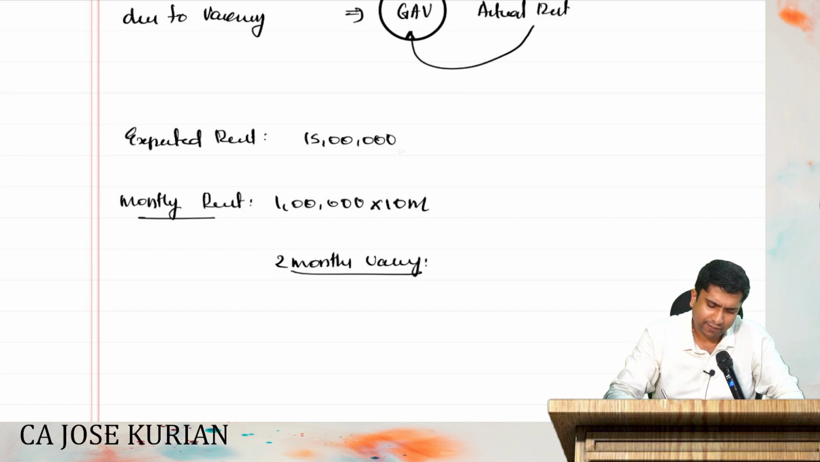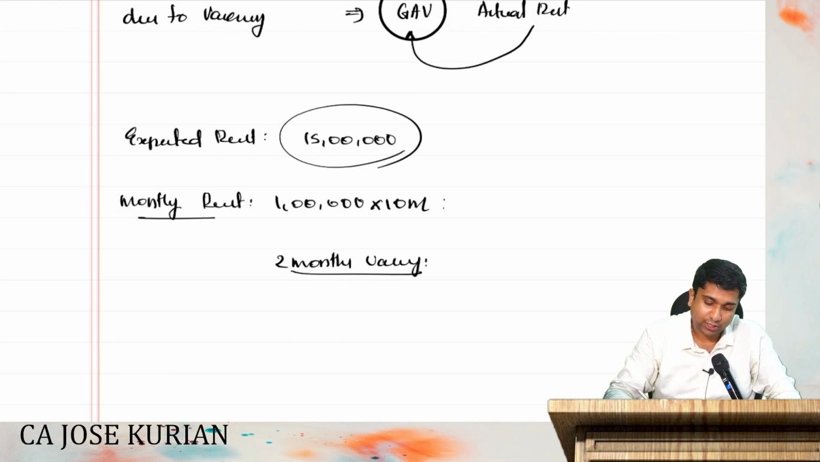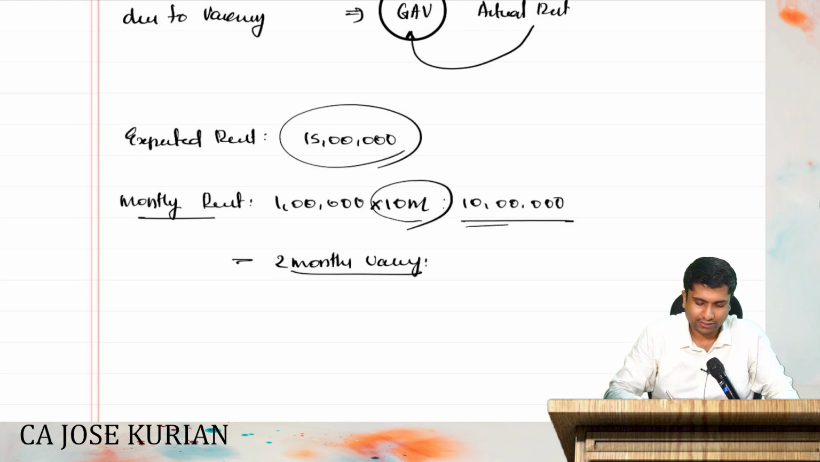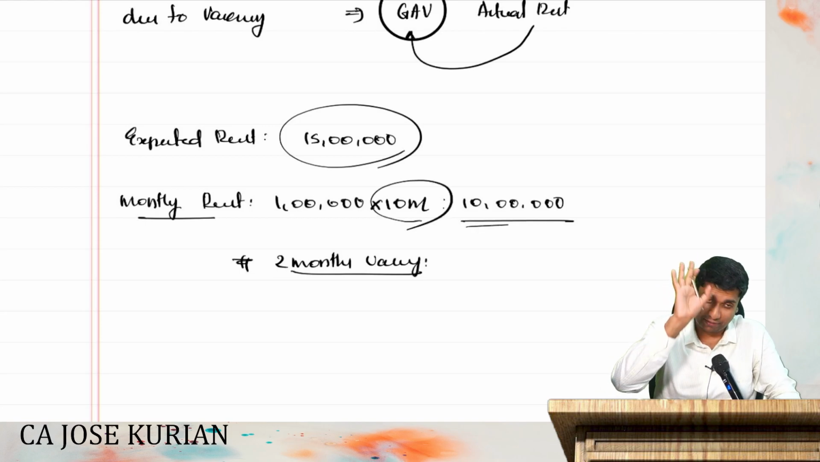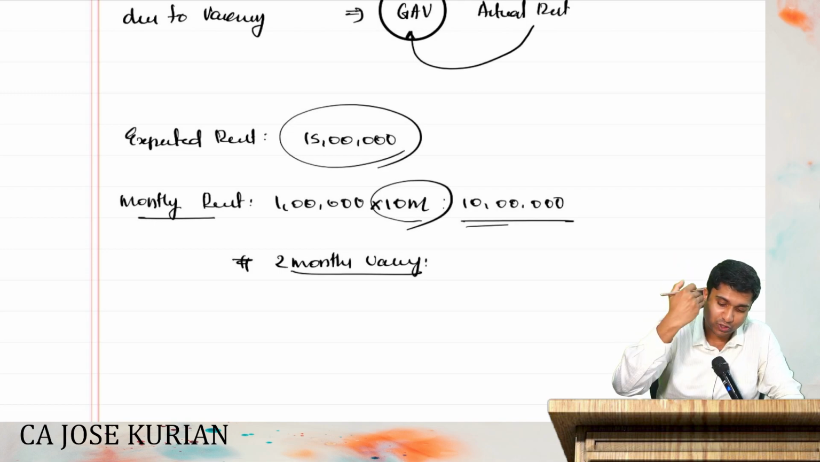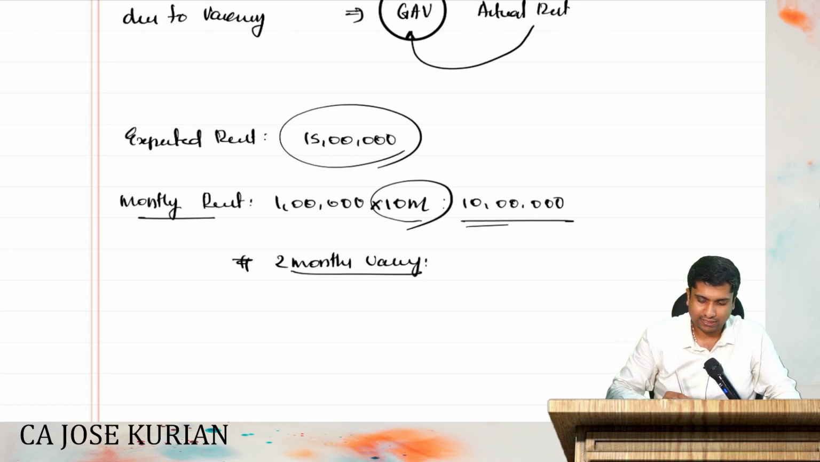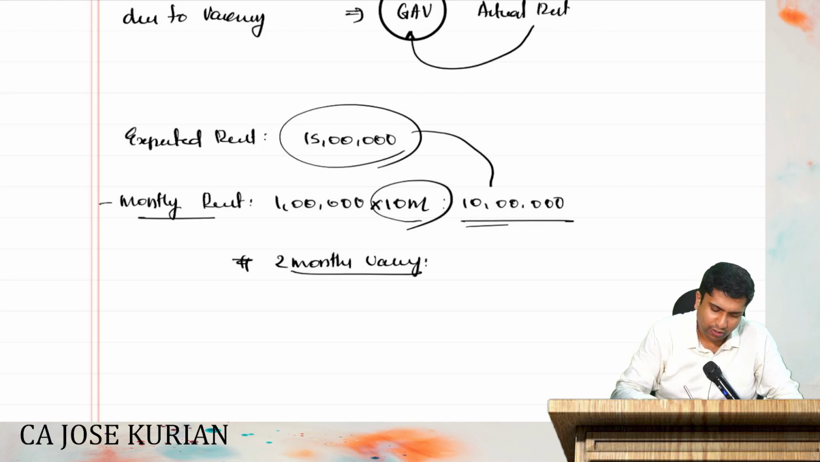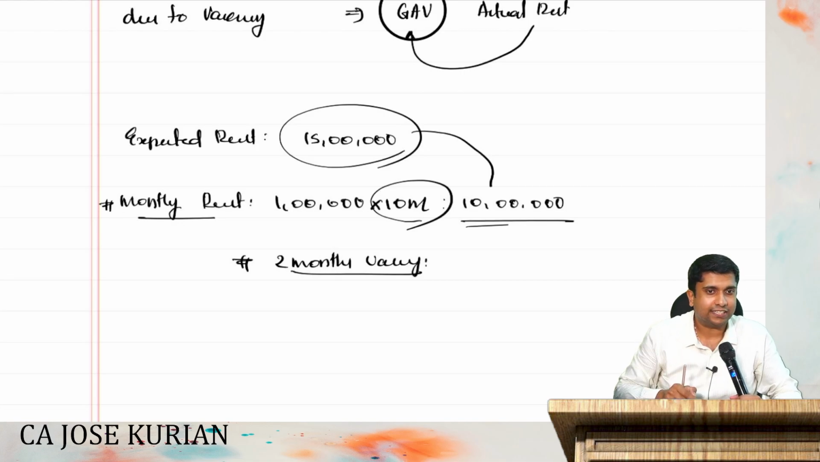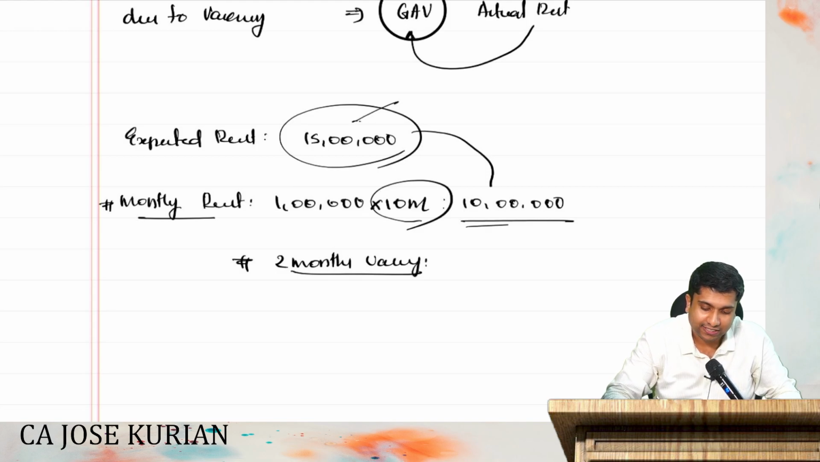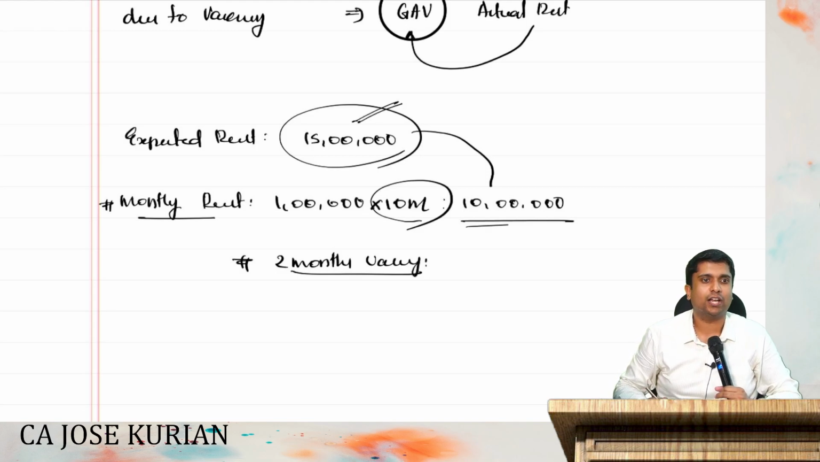So how much is the expected rent? 15 lakhs. How much will be the actual rent? 10 lakhs. Yes or no? Because it is rented out only for 10 months. For 2 months there was a vacancy also. Expected rent is 15 lakhs and actual rent is only 10 lakhs. You compare both. Here actual rent is less and there is vacancy. But you need to take expected rent itself as the gross annual value. Why?